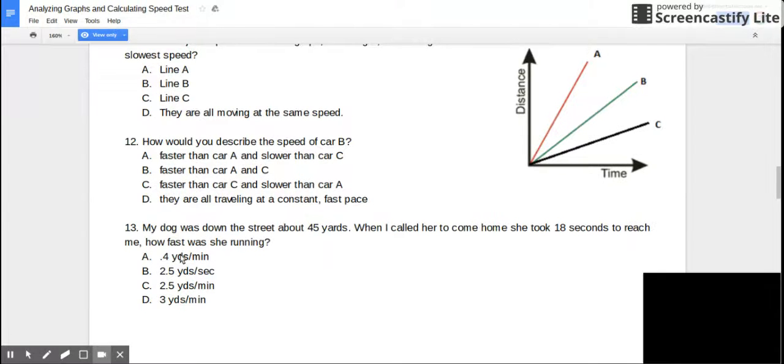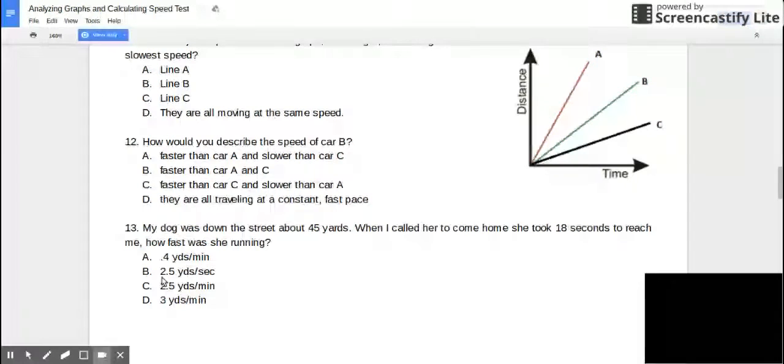A, 0.4 yards per minute. B, 2.5 yards per second. C, 2.5 yards per minute. Or D, 3 yards per minute.